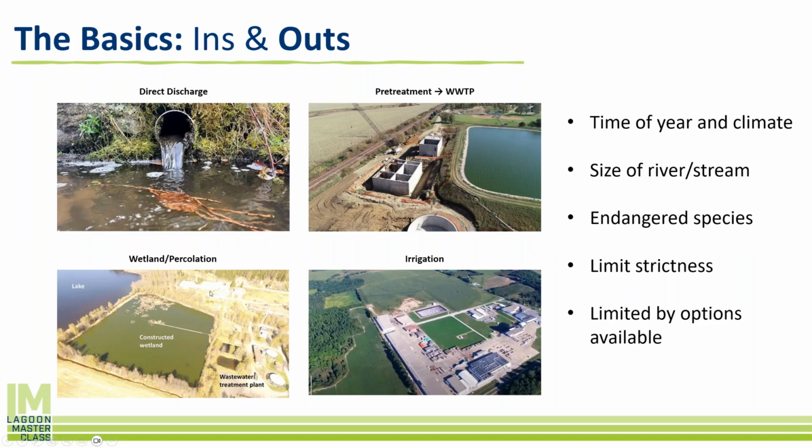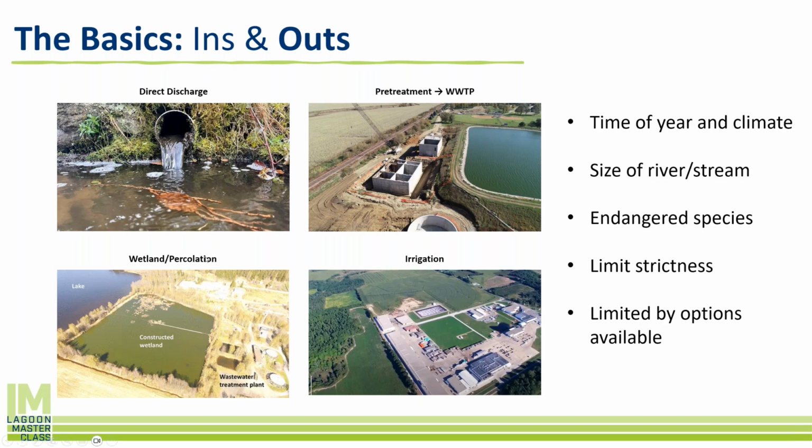And there's a few different ways that we can discharge. I mentioned a few on the last slide. Most commonly, we see direct discharge. You just have a pipe coming out into a stream or river that will eventually end up in a lake, bay, or ocean downstream. There are other types of discharge, though.